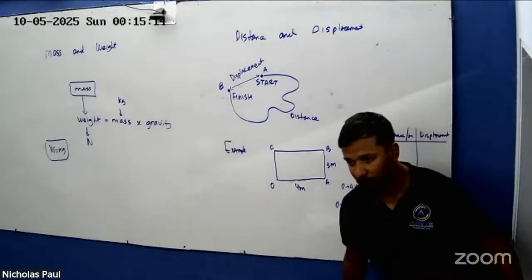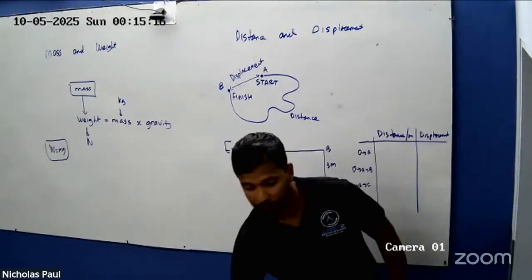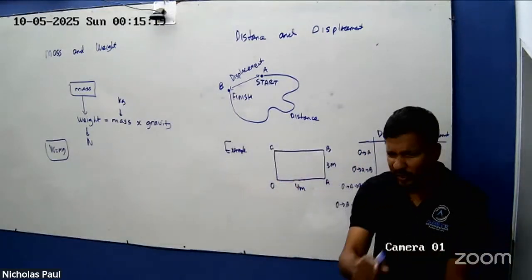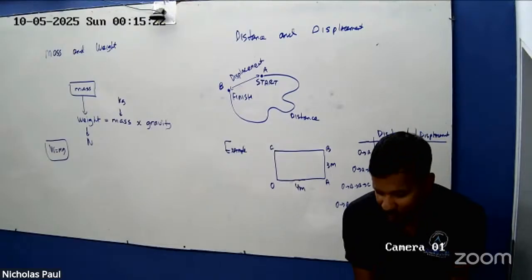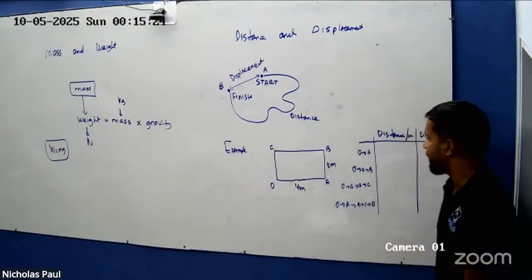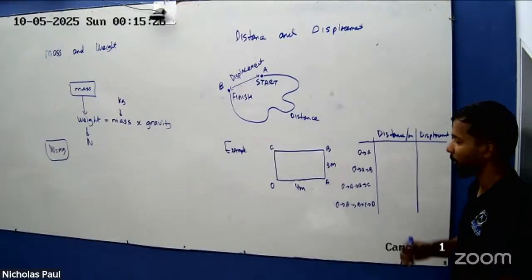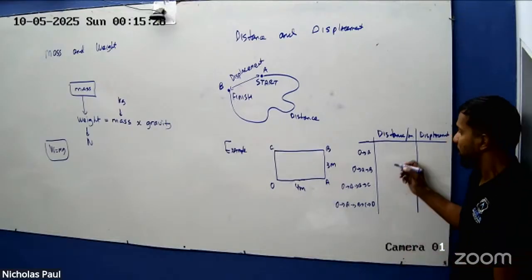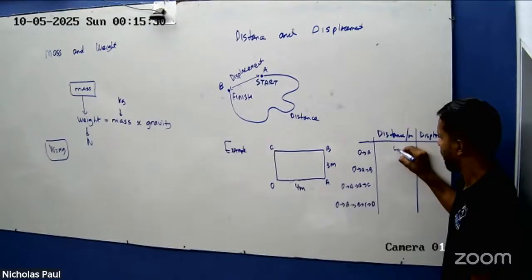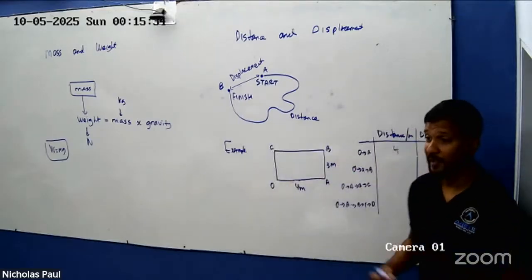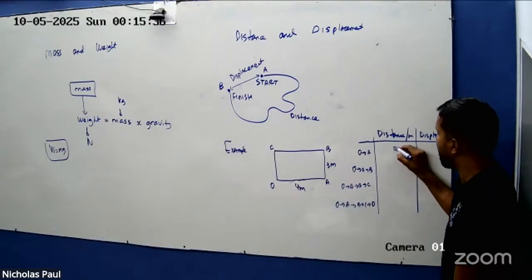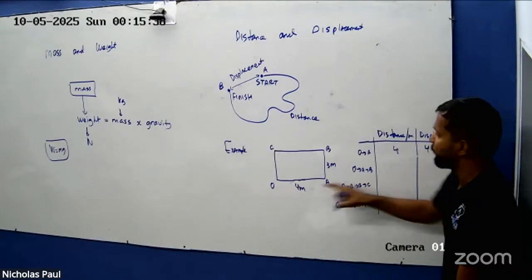Ready? Right, Sanjaya, help me do the first one now. 4. Both will be 4. That makes sense? Both will be 4 because we start here and finish here.